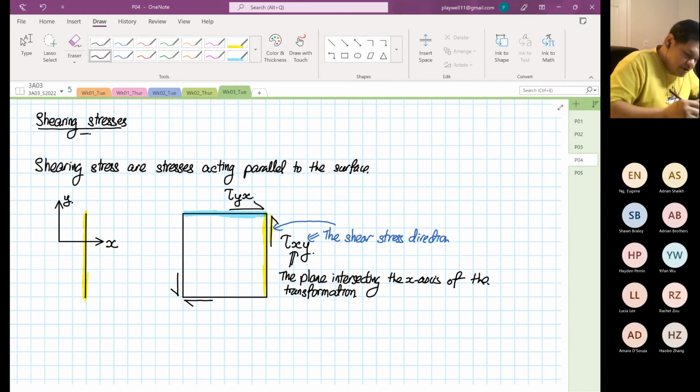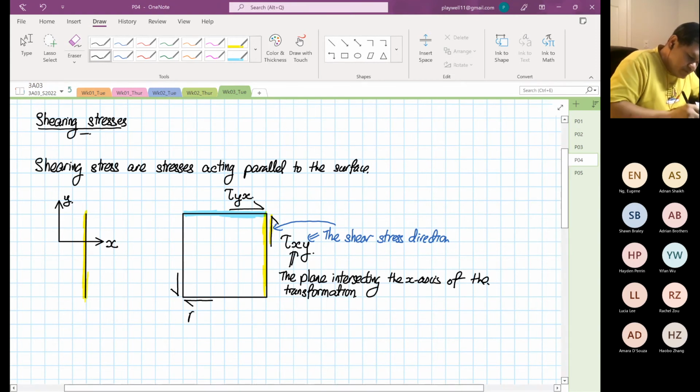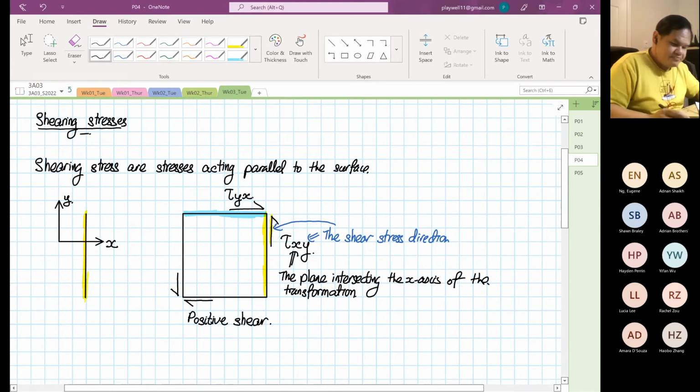So this is what we call positive shear. Now, don't worry about whether it is positive or negative shear. It's just an introduction over here. So this is what we call positive shear.